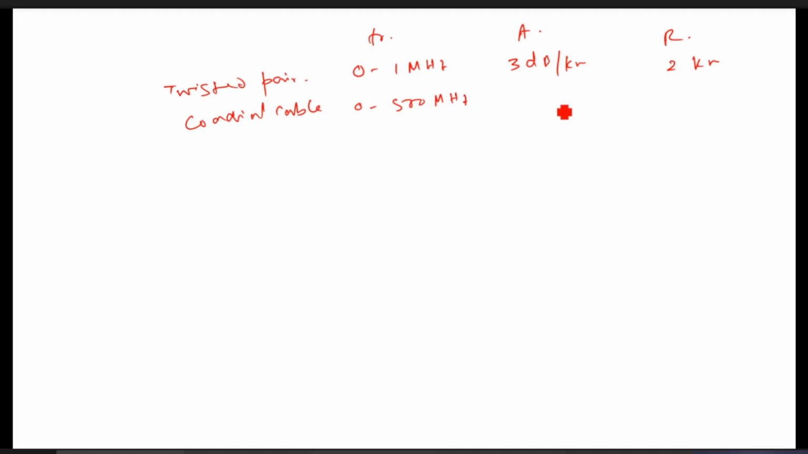500 megahertz. Attenuation, of course, is more. Attenuation is maximum in the case of twisted pair, but at the rate of 1 kilohertz. It is 1 kilohertz, right? And here it is 7 dB.